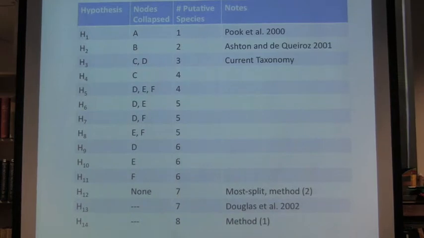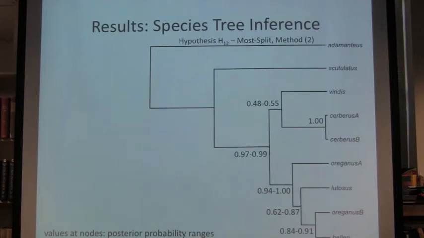So now that we have these hypotheses generated, the next step is Bayesian species tree inference. So here we can see the species tree inferred under the most split hypothesis of method 2. So essentially, the boxed clades on the RAxML tree were used as putative species here. I want to walk through the topology of this tree before I talk about statistical support. So first, we find strong support for the monophyly of the Crotalus viridis species complex.